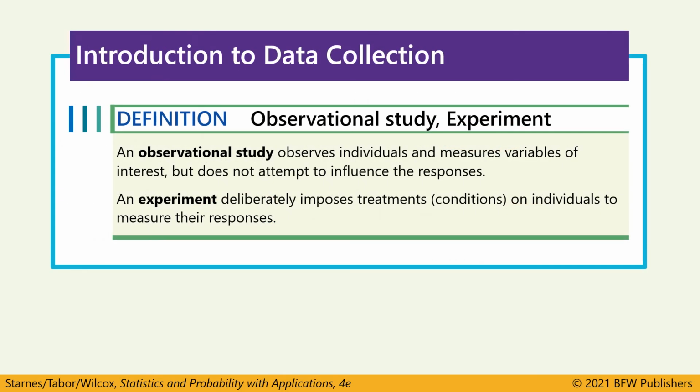Later in the chapter, we're going to get into a lot more detail about each of these types of studies, but just as an introduction, there are two types of studies. One is observational, the other one is experiment. An observational study does what it sounds like. We're just observing individuals. We're seeing how they respond without attempting to influence them. We're not changing their behavior in any way in an observational study.